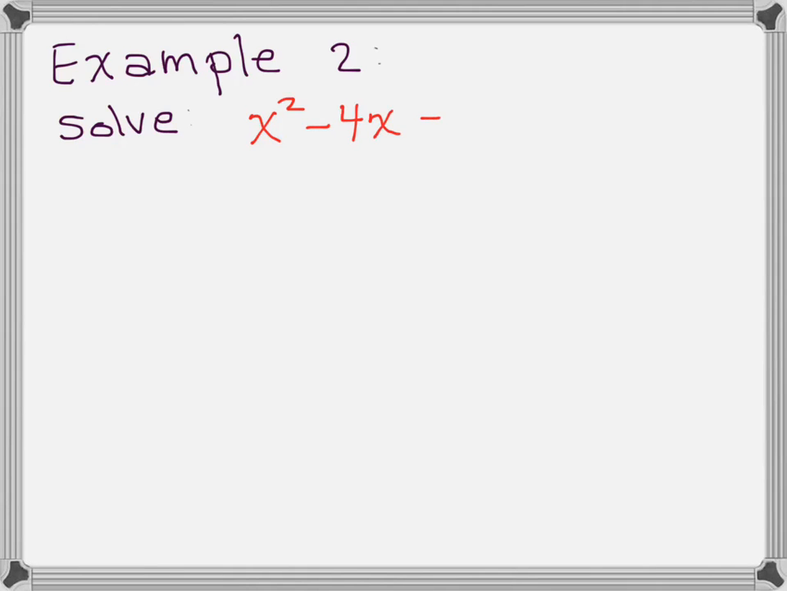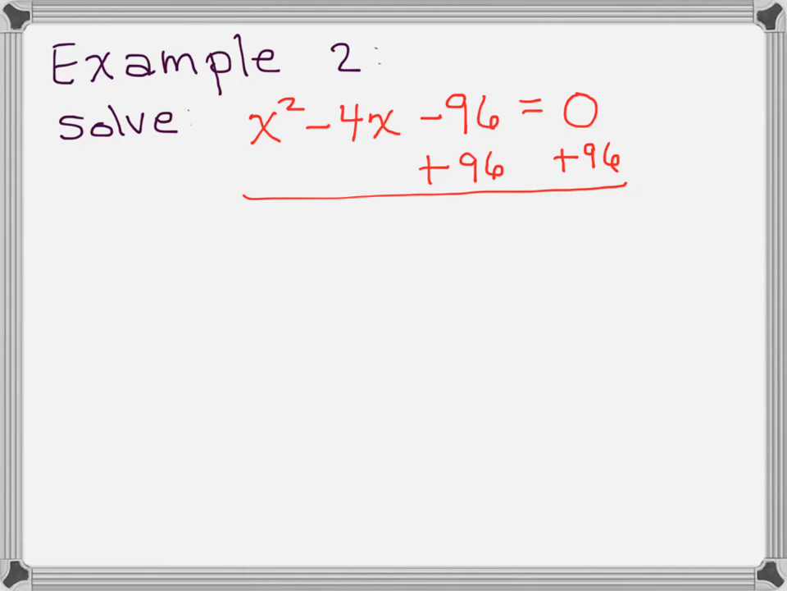Here's another quadratic equation. This time it's 0 on the right. It doesn't matter what's on the right. What we care about is what's on the left. Is negative 96 the right constant that will complete our square? No, of course we know it isn't. So we want to move that to the other side. So we're going to add 96 to both sides of the equation.